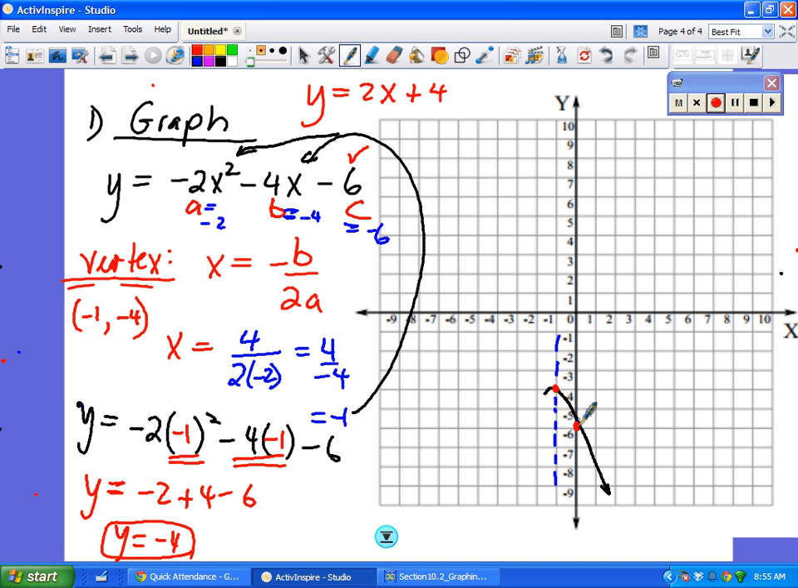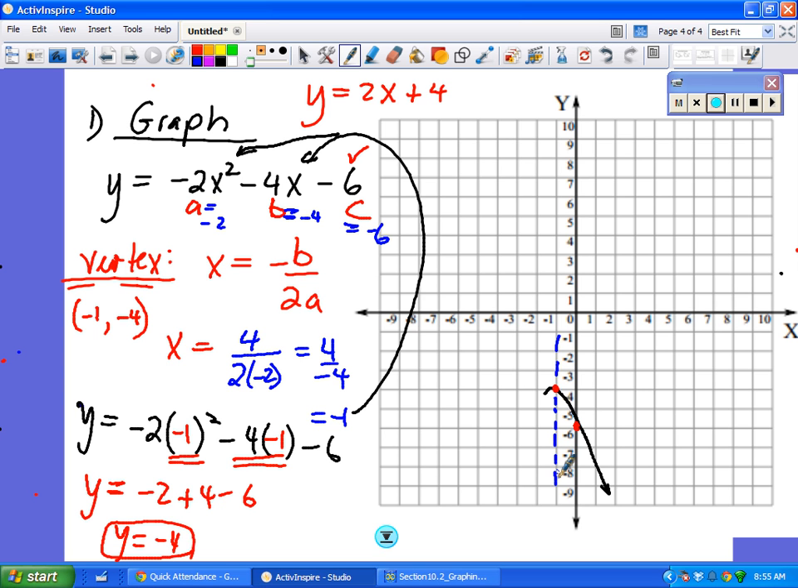A parabola has symmetry, right? So if you bend it, it should meet. The line of symmetry always goes to the vertex. Your line of symmetry will always go through the vertex. Sometimes they show this line, and sometimes they don't.